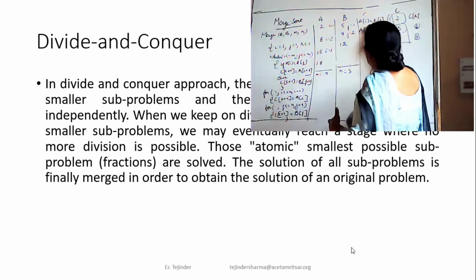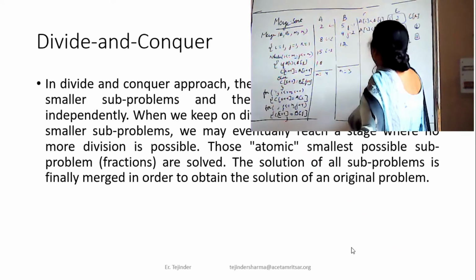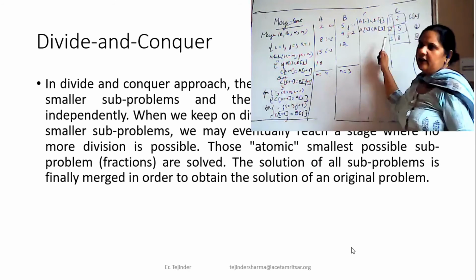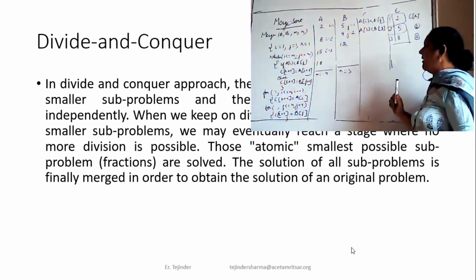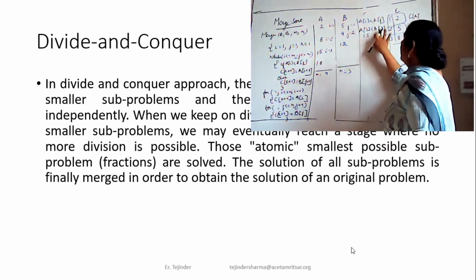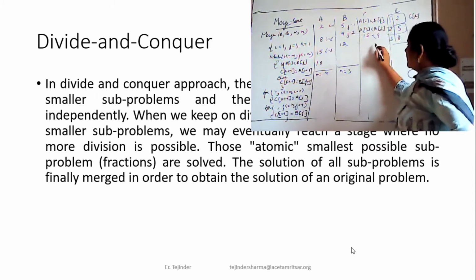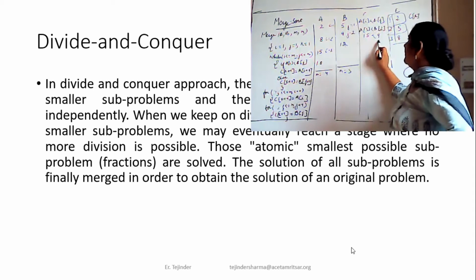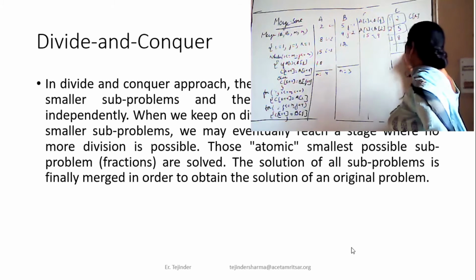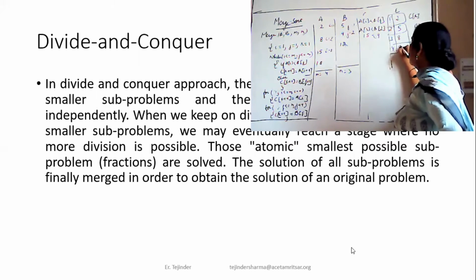Again compare A of 3 with B of 2. A of 3 is 15 and B of 2 is 9. So 15 is less than 9, condition false. So at location 4, since we have incremented K here, you will get 9.